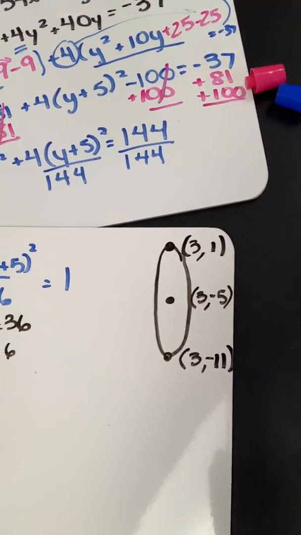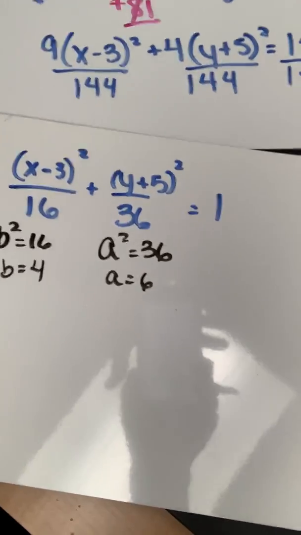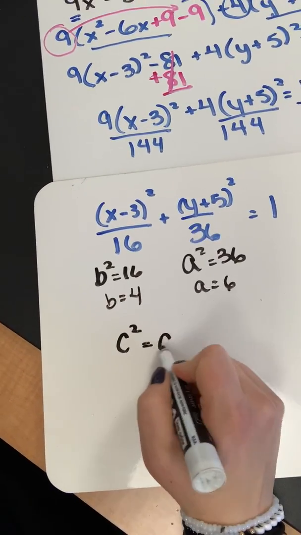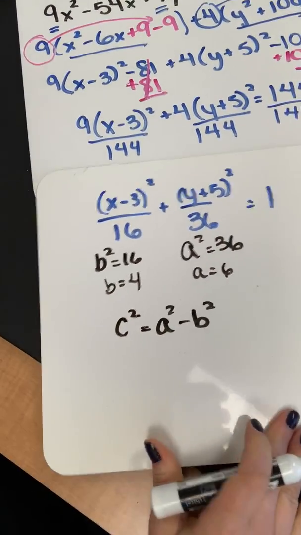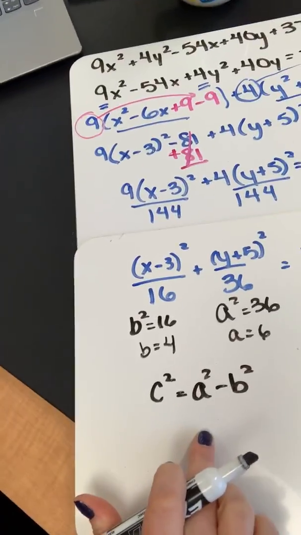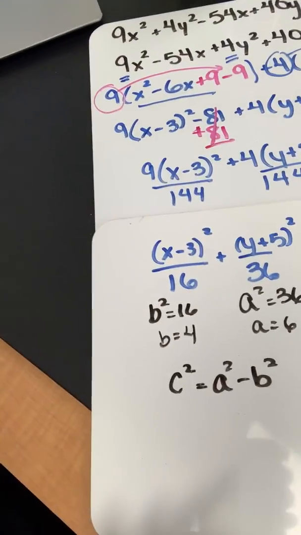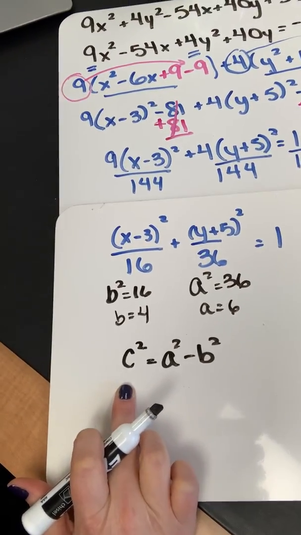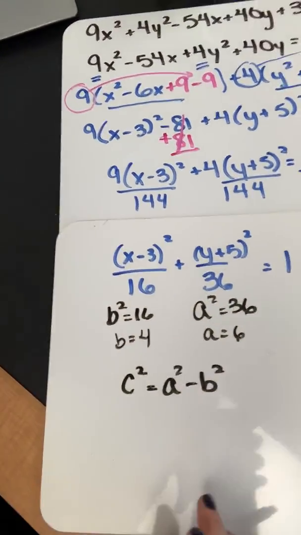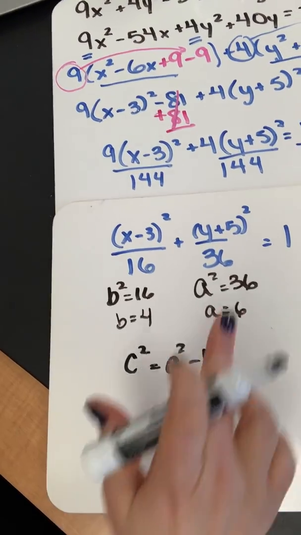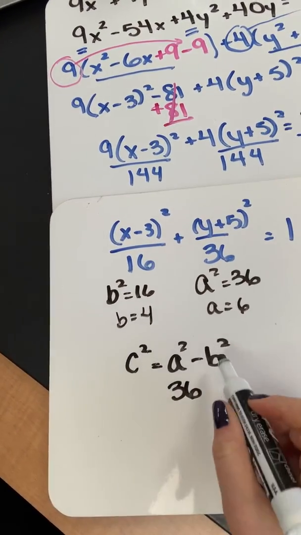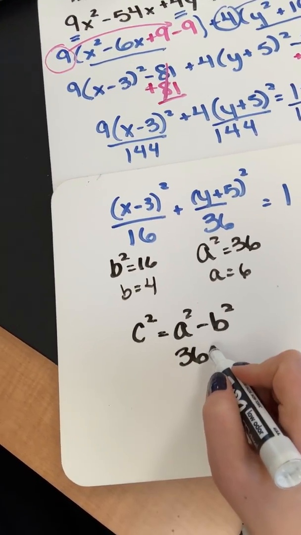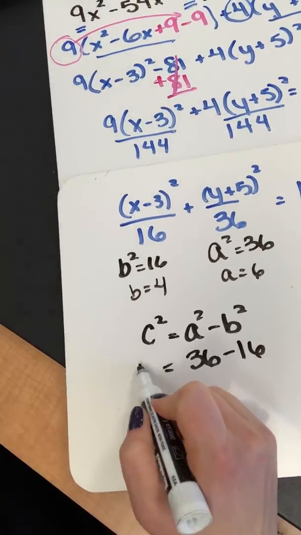Now we have to figure out our focus points, right? So we do that by using the formula c squared equals a squared minus b squared. Remember, there's two different versions of it, but this is the one we're going to use because it's more closely related to the hyperbola one. So the c value is really what we're looking for, and that's the distance between the center and the focus, which we don't have. The a squared comes from the denominator. We've got 36. The b squared comes from the denominator underneath the x, which is 16.